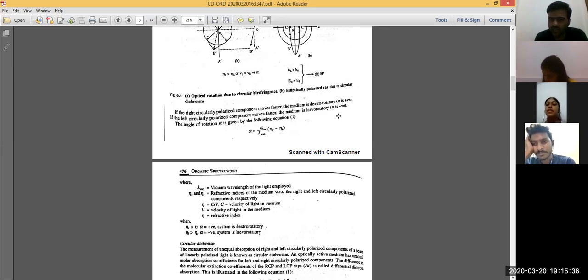Likewise, for a levorotatory substance, alpha has to be negative. For alpha to be negative, this eta R minus eta L has to be negative. Because wavelength of light cannot be negative and pi cannot be negative, the only factor that can be negative is eta R minus eta L. This can be negative if eta L is greater than eta R. That is, the refractive index of left circularly polarized light is greater than the refractive index for right circularly polarized light.